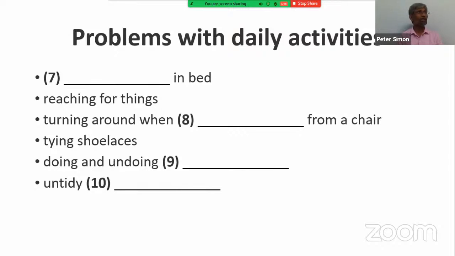So, for example, let me give you one example. This is my shirt. Now I fold my shirt, and then undo the folds. Many examples are there. So doing and undoing, it is a daily living activity. Every day I have to do this.